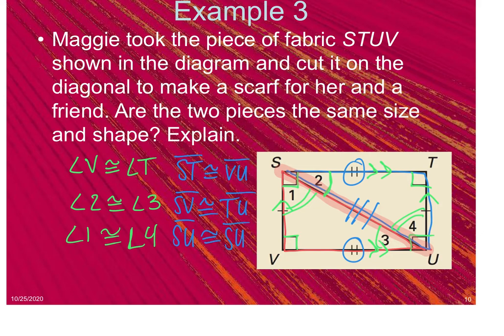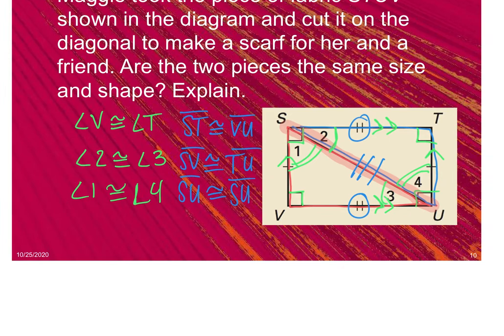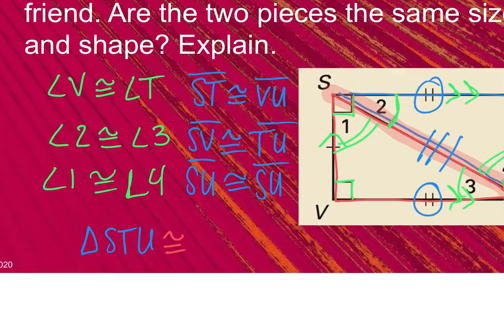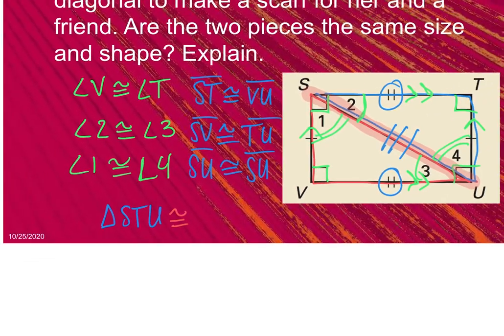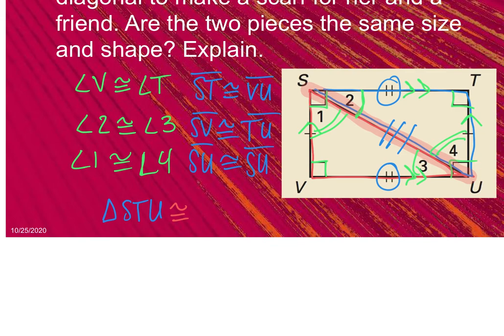So we've proved 3 of the angles are congruent. We've proved 3 of the sides are congruent. We have enough information to write our congruent statement. So we would write triangle. Let's just write the blue triangle, STU, in no particular order. But now we have to be super careful when we write the congruent statement for the red triangle, okay? The red triangle is SUV.